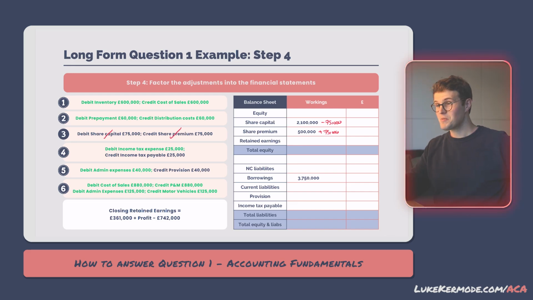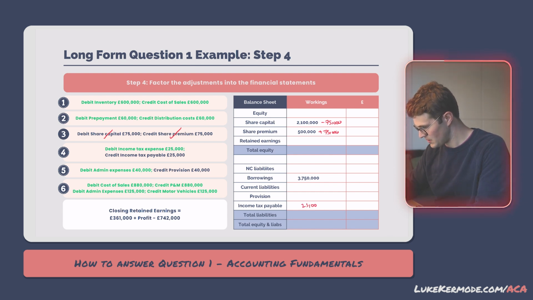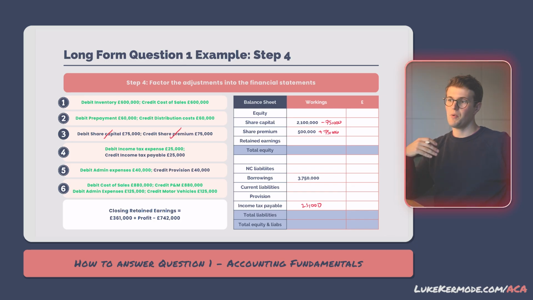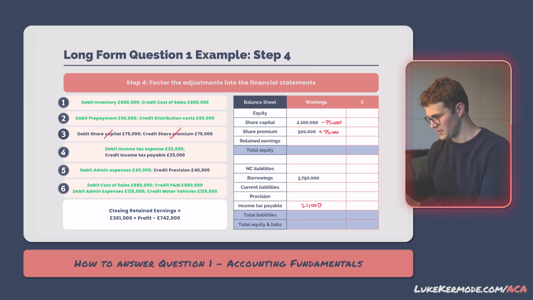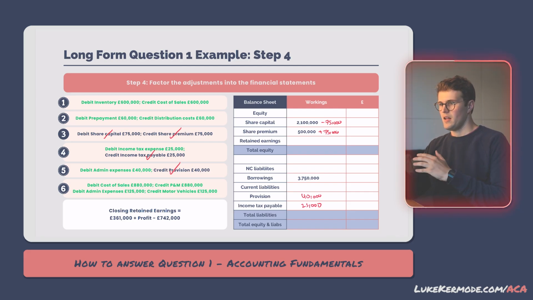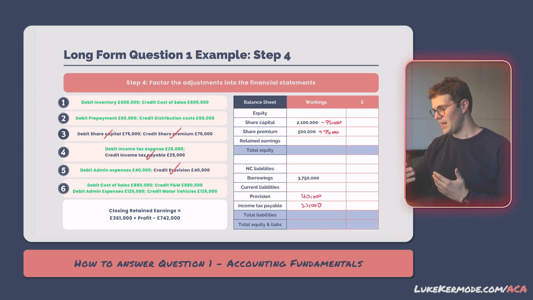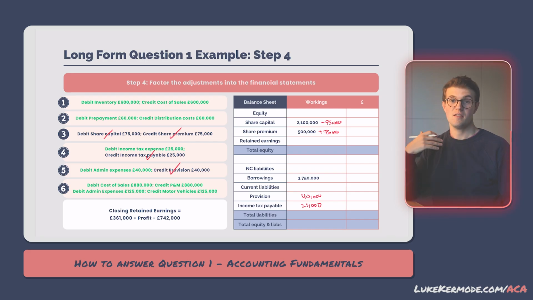Next, we need to post the income tax liability of 25,000. That goes into our liabilities section, and we also need to add the provision for the legal case, which is also a current liability. That's 40,000. Retained earnings hasn't been updated yet, but we now have all the information that we need to finalise it when we get to step 6 in a couple of slides' time.